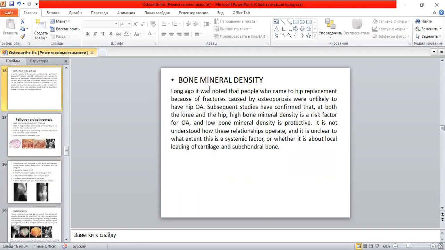Bone mineral density. Long ago, it was noted that people who came to hip replacement because of fractures caused by osteoporosis were unlikely to have hip osteoarthritis. Subsequent studies have confirmed that at both the knee and the hip, high bone mineral density is a risk factor for osteoarthritis, and low bone mineral density is protective. It is not understood how these relationships operate, and it is unclear to what extent these are systemic factors or whether it is about local loading of cartilage and subchondral bone.